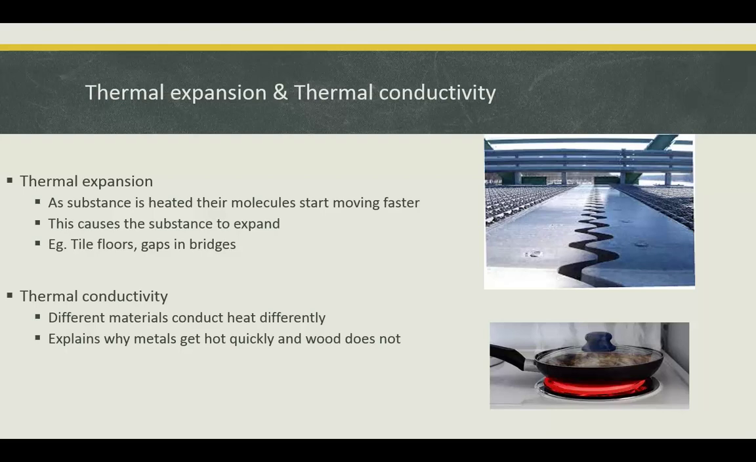Then we have two exceptions here that I just want us to take a look at. Intermolecular forces do play a role here. We have thermal expansion and thermal conductivity. Now, what is thermal expansion?